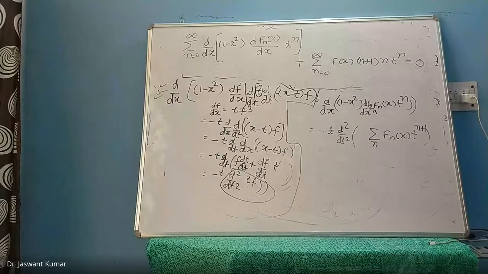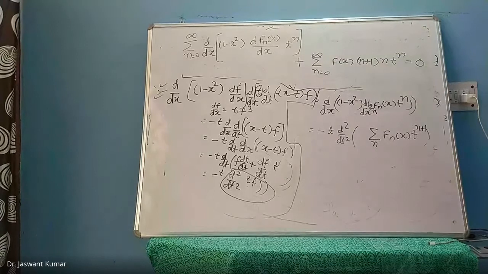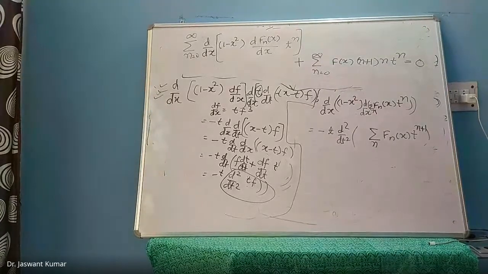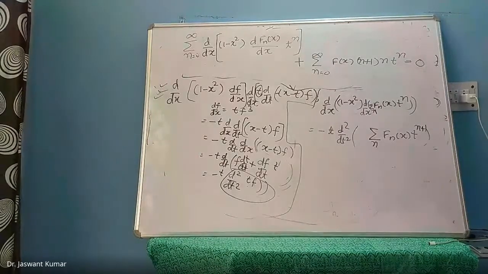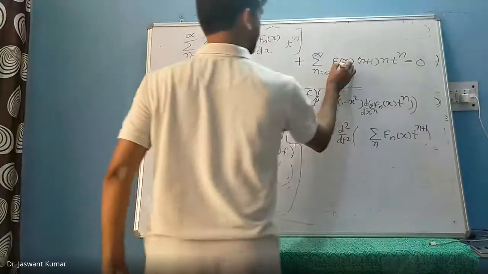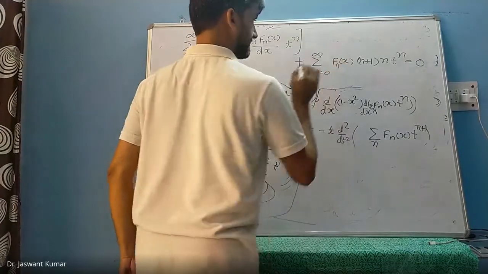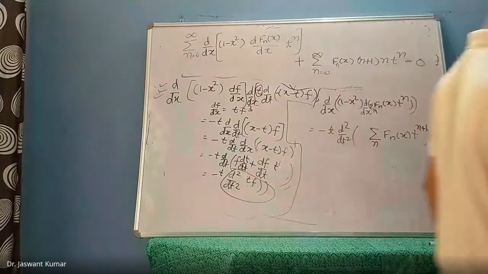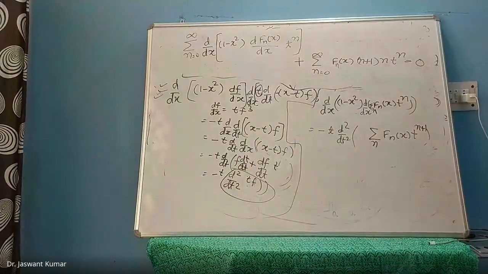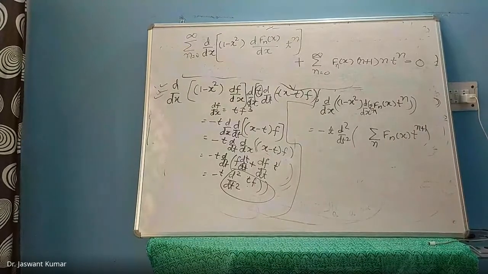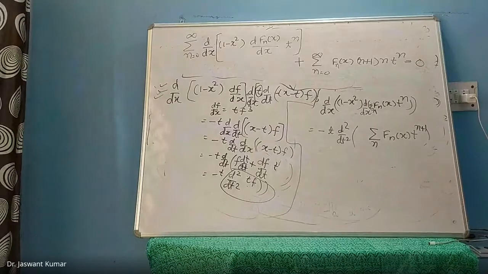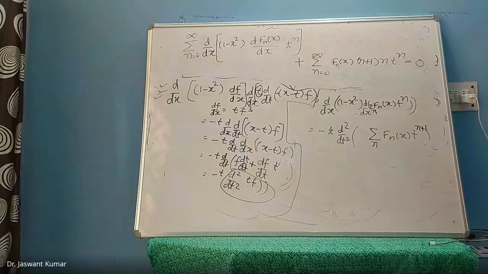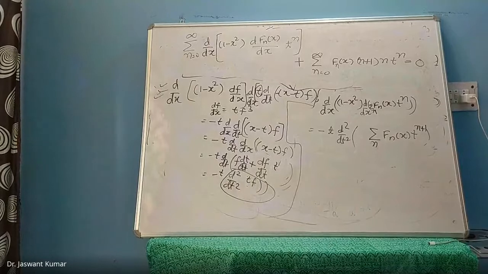The second term is summation n equal to 0 to infinity. And then after this, the first term is capital F of x. This capital F of x should in fact be f n of x. So this is some f n of x multiplied with n plus 1 into n into t to the power n, and then this whole thing is equal to 0.